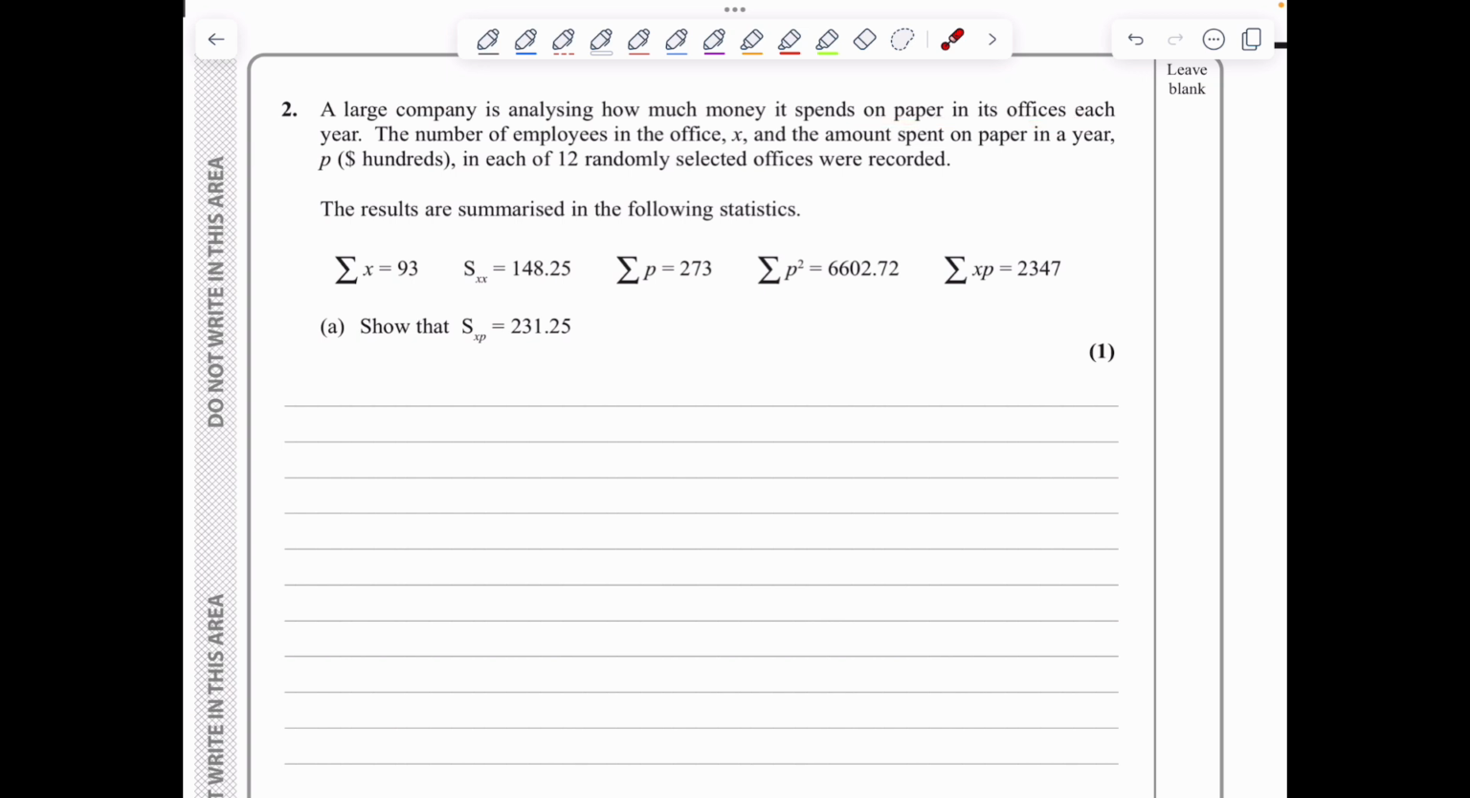So we've got some data on 12 randomly selected offices, and this is the summary statistics provided here. We need to show that SXP is 231.25, and we know that SXP is sigma XP minus sigma X times sigma P over N. So sigma XP is given to be 2,347 minus 93 times 273 over N, which is 12, and this gives an answer of 231.25 as required.